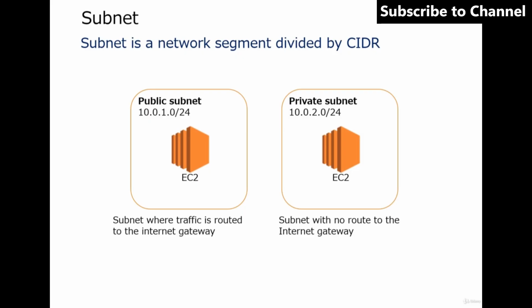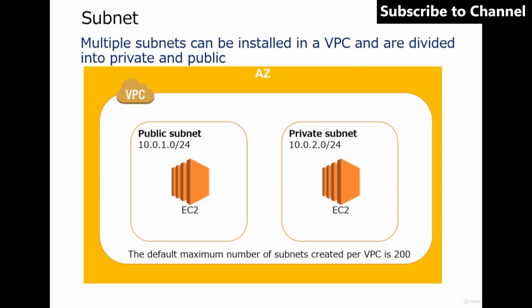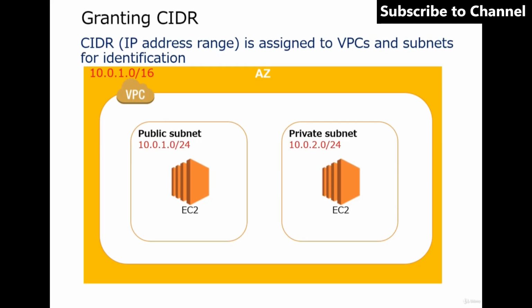A private subnet is a subnet that has no internet gateway configured. This will be the range of networks that are not connected to the internet. Multiple subnets can be placed in a VPC, and it's common practice to configure multiple subnets using different public and private subnets. Setting CIDR for VPCs and subnets will specify the network range and number of available IP addresses.